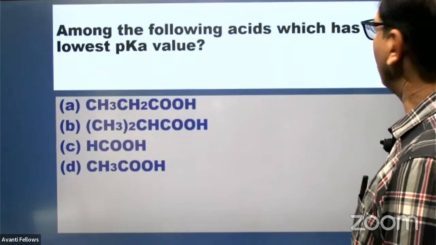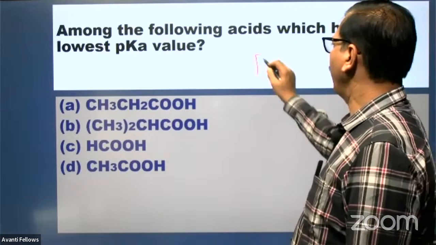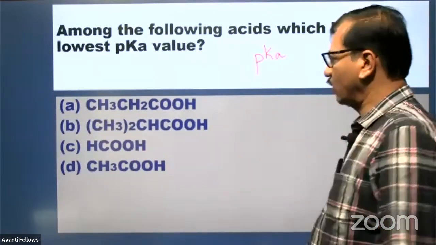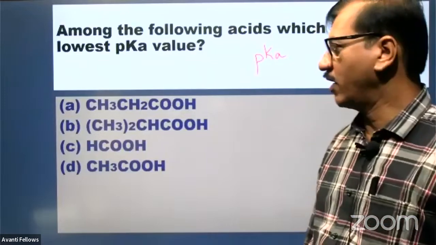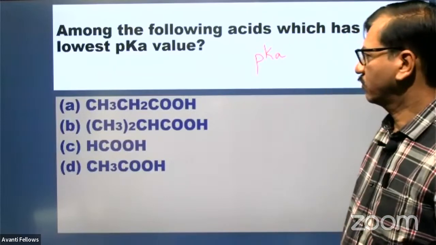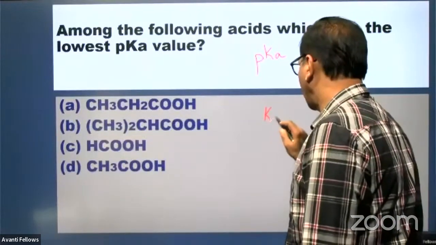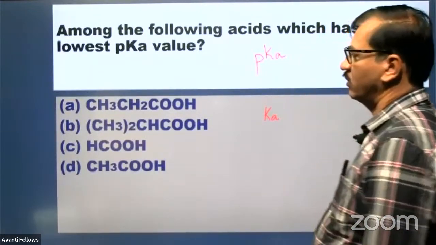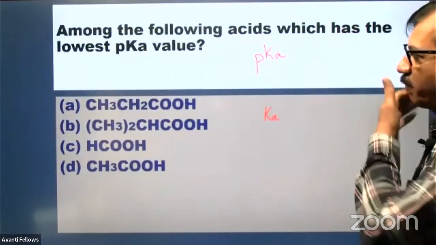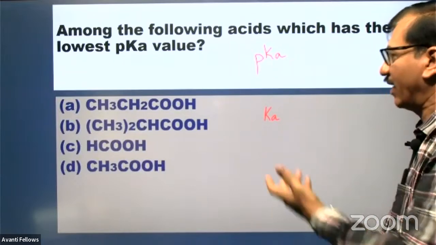Among the following acids, which has the lowest pKa value? I told you that the question can be asked in this way. C, sir. Now, first you can identify which has got greater Ka value. The greater Ka value has the lowest pKa value. The greater Ka value means which is more acidic.